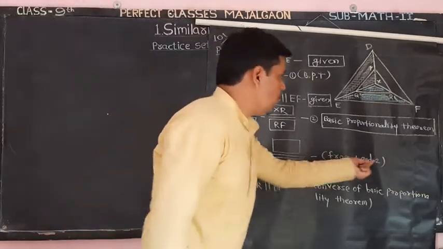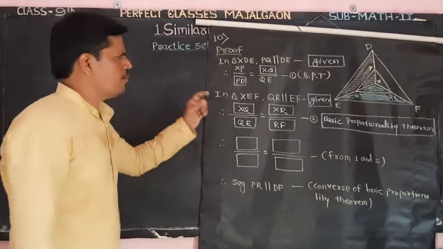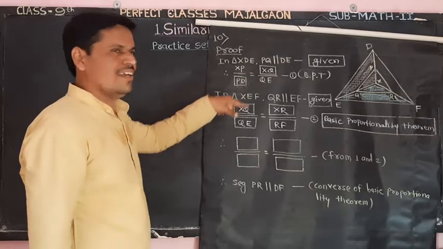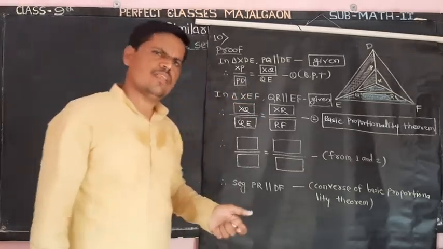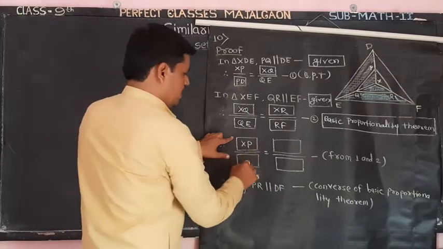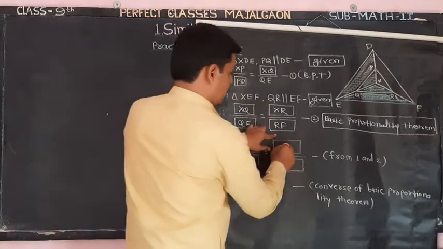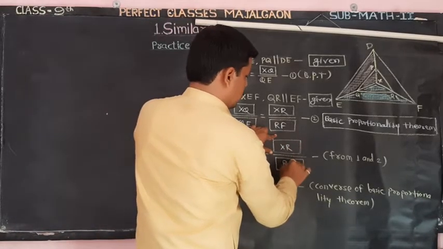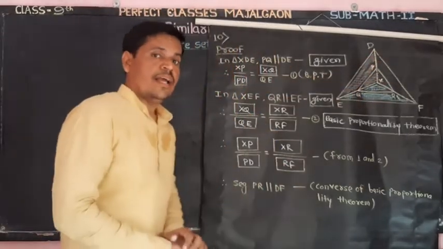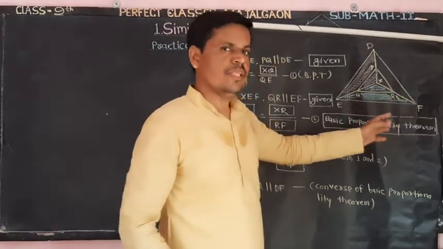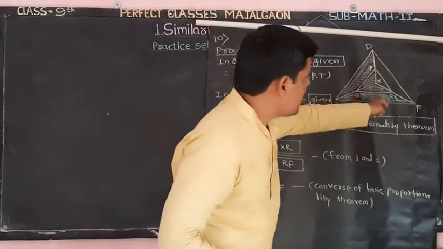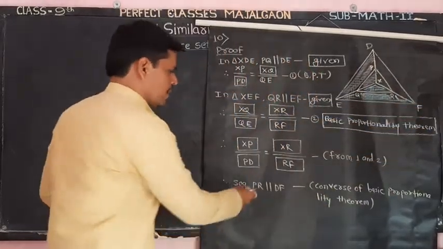Then from 1 and 2, observe XQ upon QE, XQ upon QE, both are the same. If the left hand sides of two equations are the same, then the right hand sides are equal. Therefore XP upon PD equals XR upon RF. From 1 and 2, the ratio of these two are the same. If the ratio of two sides is the same, then the line joining these two points is parallel to the third side. Therefore, PR is parallel to DF.